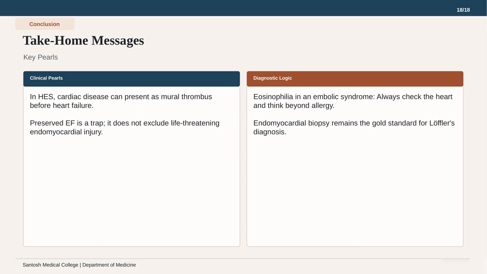On the right side, the diagnostic logic dictates that whenever you see extreme eosinophilia in the setting of an embolic syndrome, you must immediately check the heart and think far beyond a simple allergic reaction. Finally, always remember that an endomyocardial biopsy remains the absolute gold standard for conferring a Loeffler's diagnosis. Let these principles guide your approach to multi-system embolic diseases.